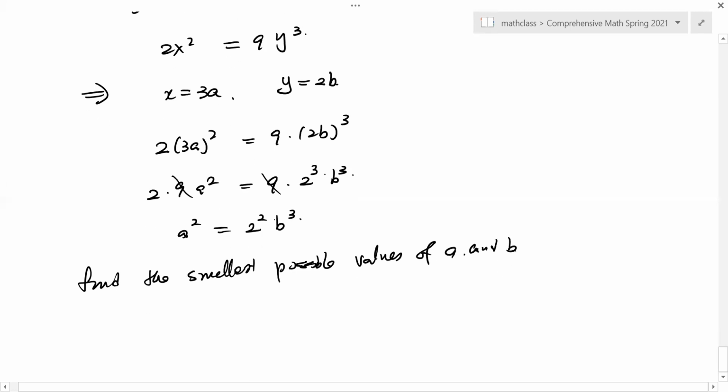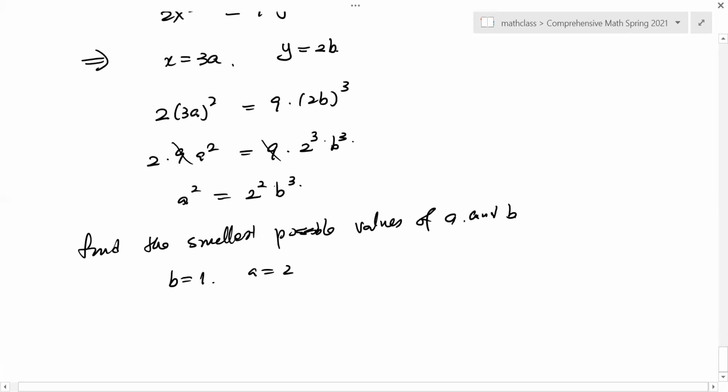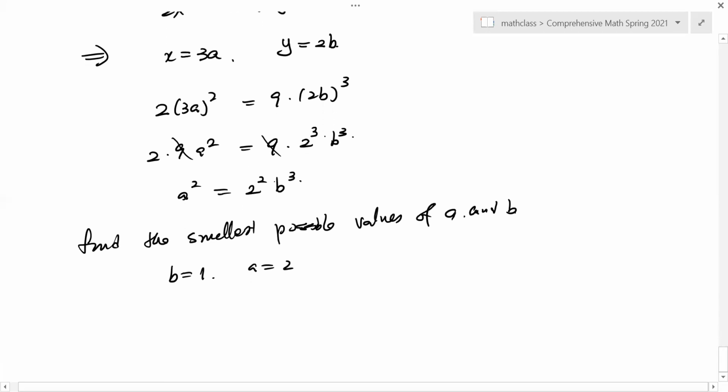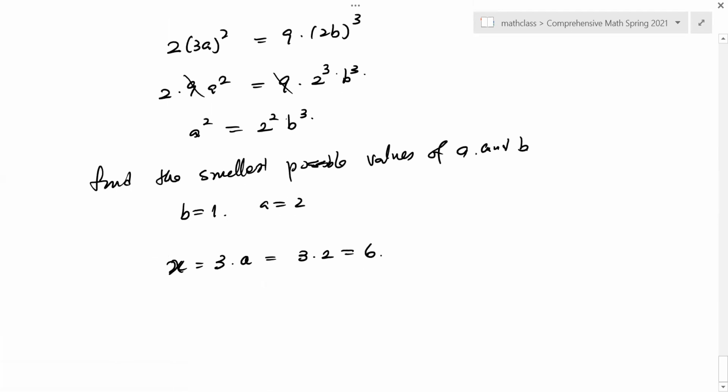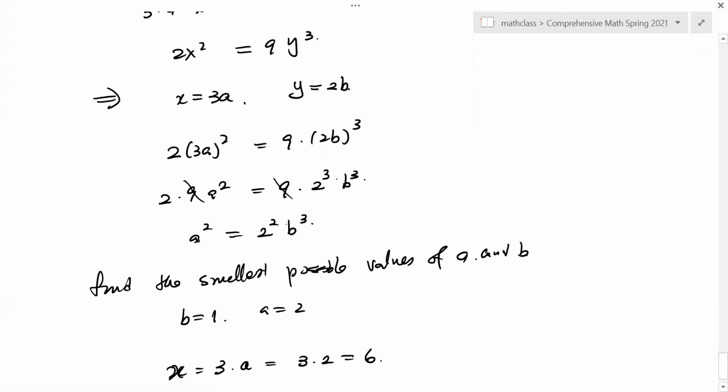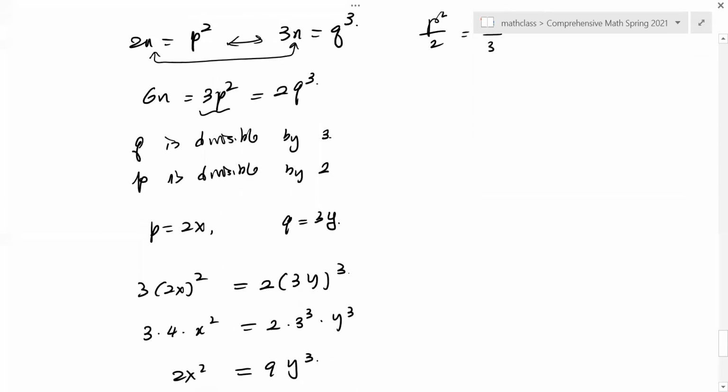And clearly, the smallest possible value for b is 1, and a is going to be 2. a cannot be 1. a is greater than 1, definitely. So those are the solutions. Then you go back step by step. You just need the x, right? x is going to be 3a, which is 3 times 2 is 6. Once I get x, then I get p. p is going to be 2x, so it's 12.